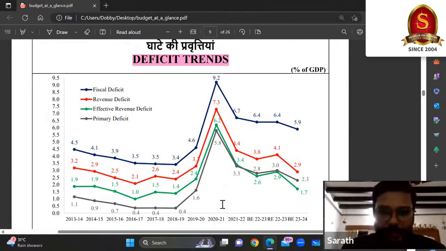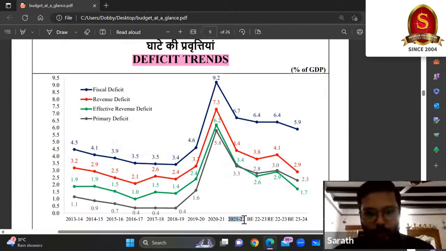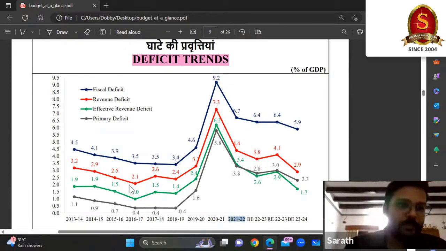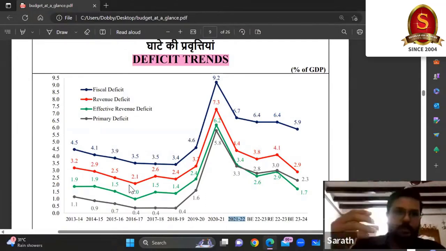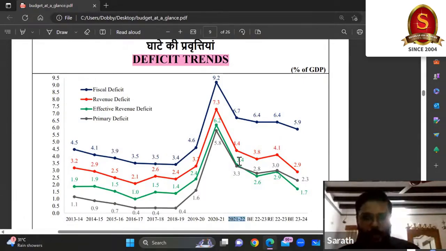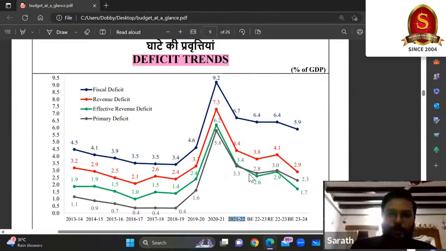In the reverse order, if you notice carefully, till 2021-22, effective revenue deficit was in third place, which means the second lowest deficit was effective revenue deficit, and primary deficit was the least deficit that our budget had. But you will notice that from 2021-22, there has been a change in trend. The green line has come down, and the other line has gone up, which means that effective revenue deficit since 2021-22 is the least deficit that is there.